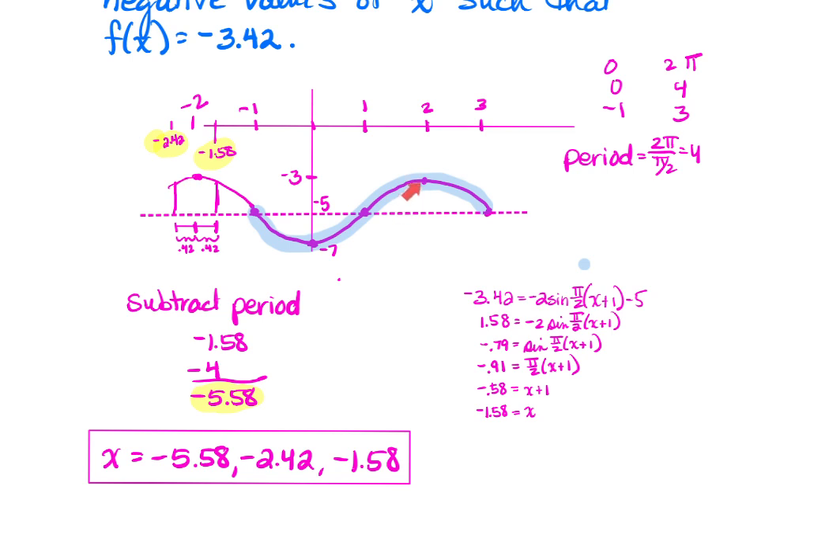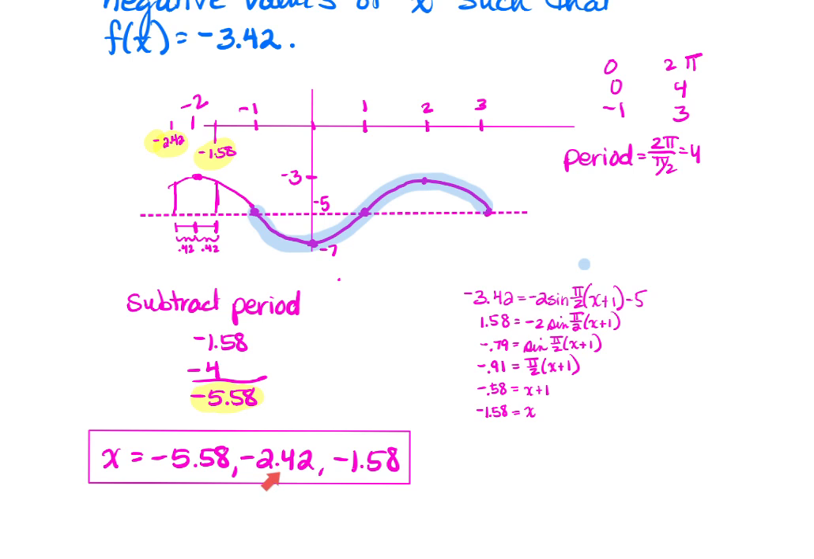My period's 4. So if I subtract 4 from 2, that's where my next one is. Here is my negative 1.58. That's going to give me a y value of negative 3.42. It's going to be in there. And then I use the symmetry of my graph through this relative maximum. I noticed that the negative 1.58 was 0.42 away from this relative max. Then I subtracted that from 2 and found this other value on the other side, negative 2.42.